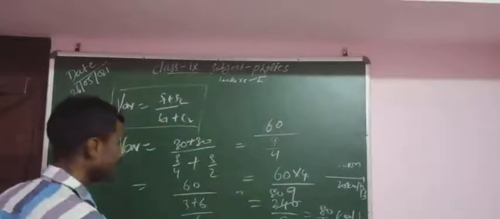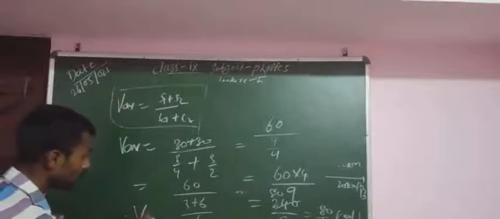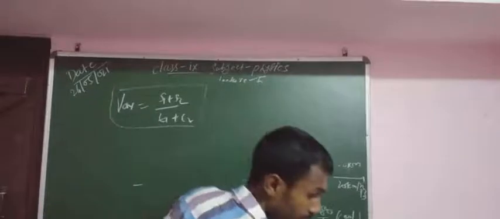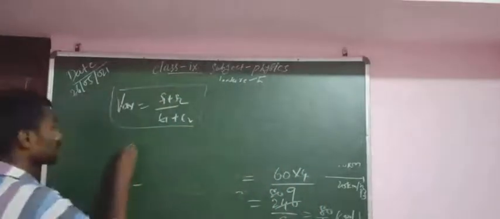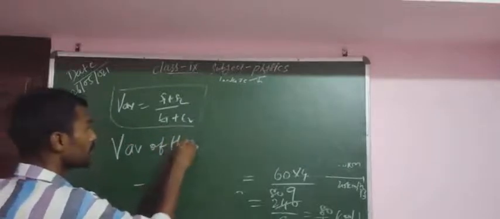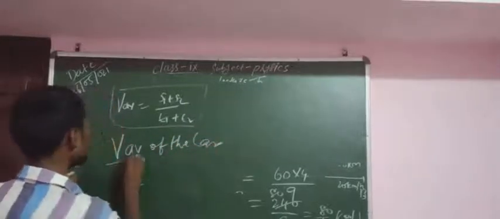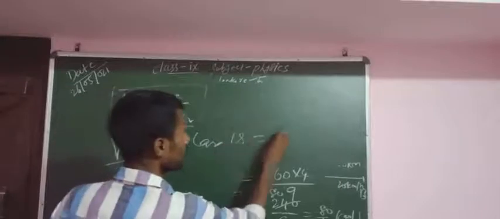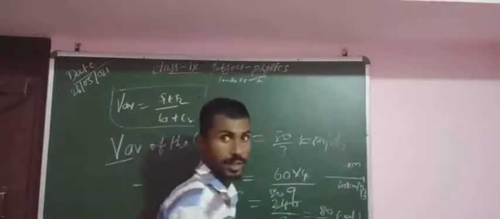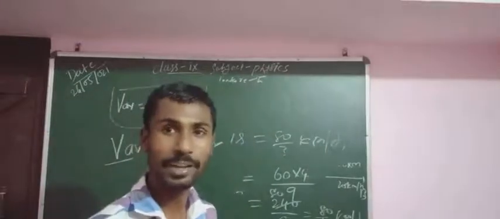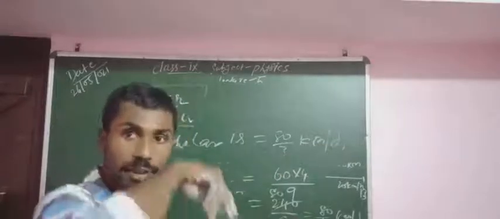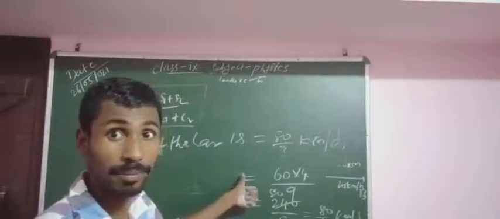So therefore, our answer is that the average speed of the car is 80 by 3 kilometer per hour. Similarly, the rest of the questions you can solve by this method.